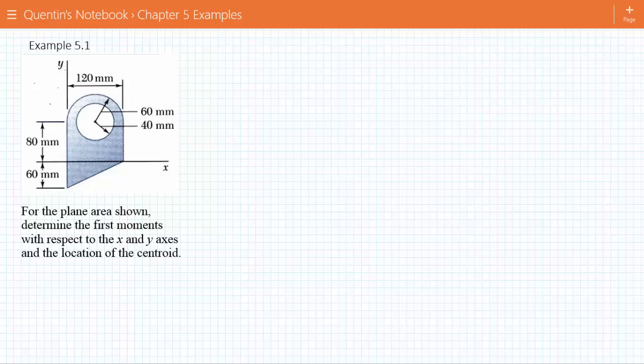Okay, this is example 5.1. Let's look at this example. This is a good little example where we're trying to find, for this area shown, the first moments with respect to the x and y axes and the location of the centroid.